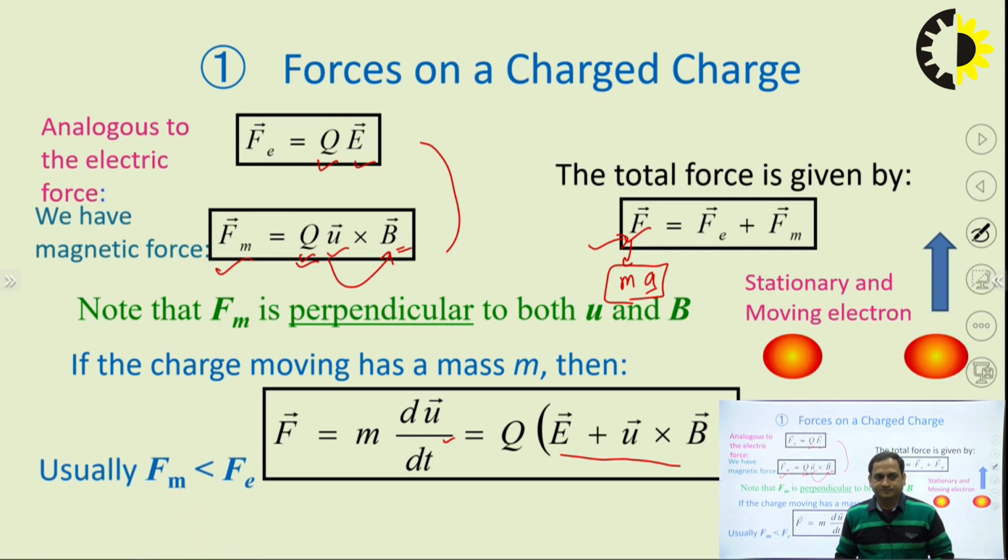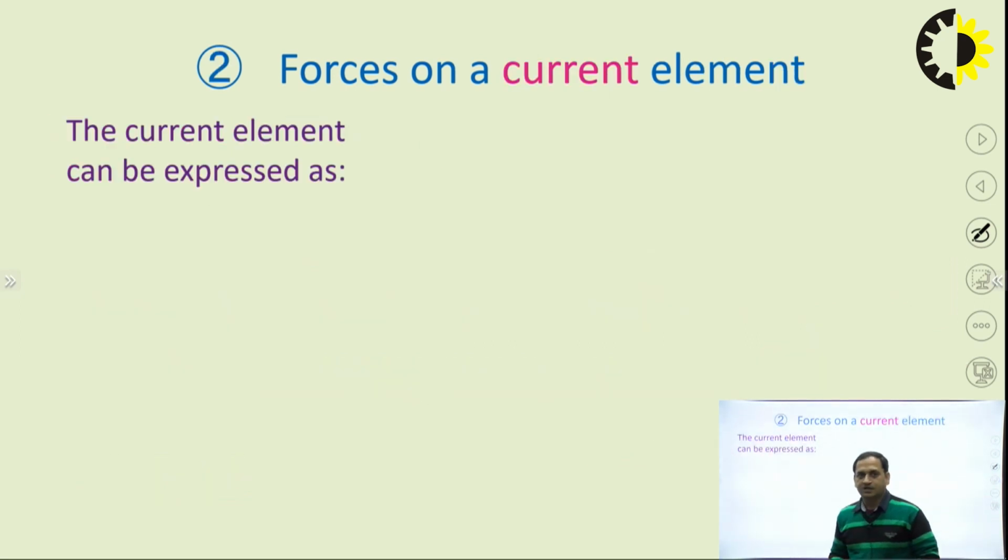So this is the way to find the total force, and that is equal to M into du upon dt. The interesting point to be noted here is that Fm is less than or equal to Fe, right? The magnetic force is less than the electrostatic force. You have to be very careful about that when you are solving numericals. So the forces can be compared in this way.